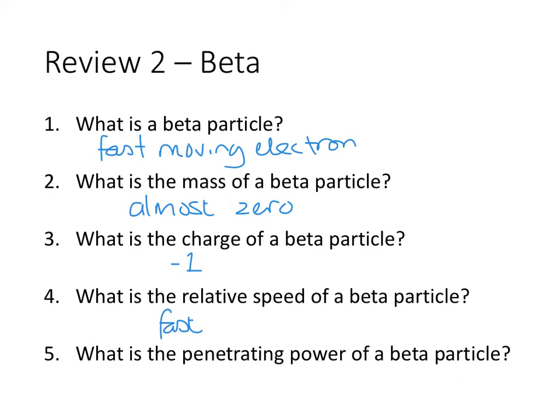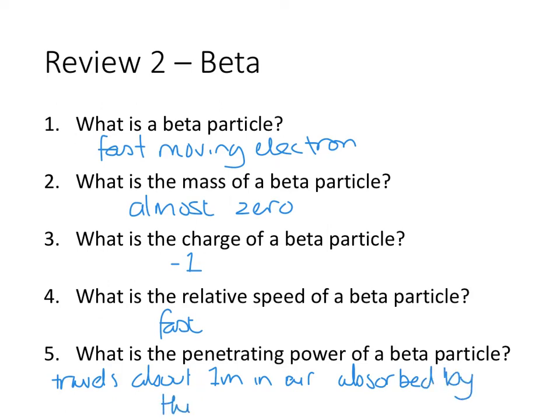And what's the penetrating power of a beta particle? So it travels about 1 metre in air, absorbed by thin aluminium foil. Make sure you've got those written down in your booklet, and we're going to move on to gamma.